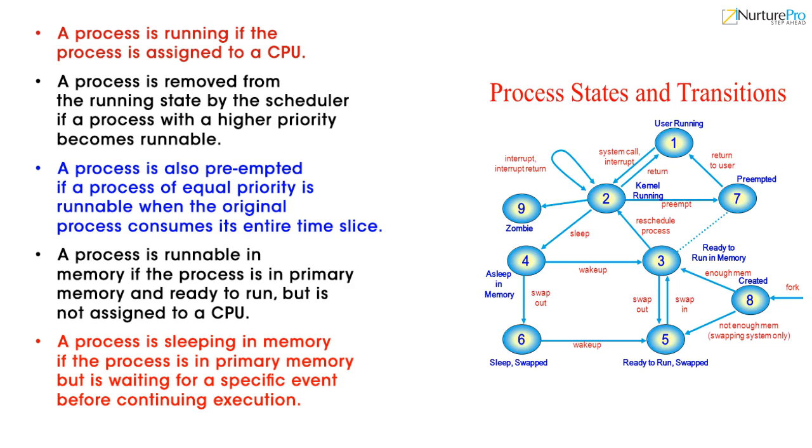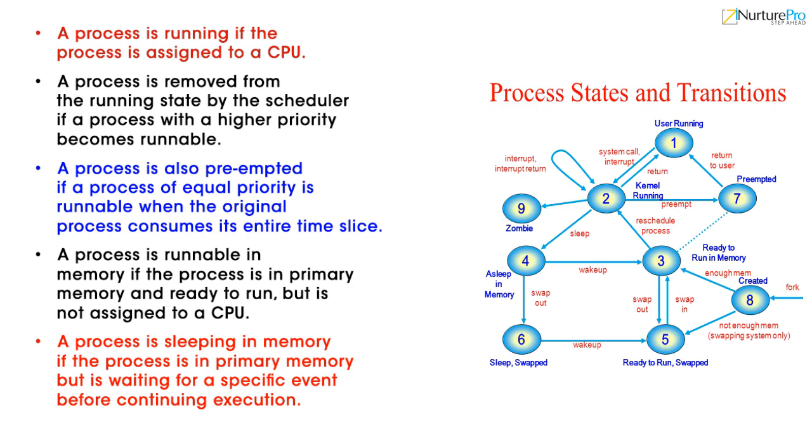A process is running if the process is assigned to a CPU. A process is removed from the running state by the scheduler if a process with a higher priority becomes runnable. A process is also preempted if a process of equal priority is runnable when the original process consumes its entire time slice.